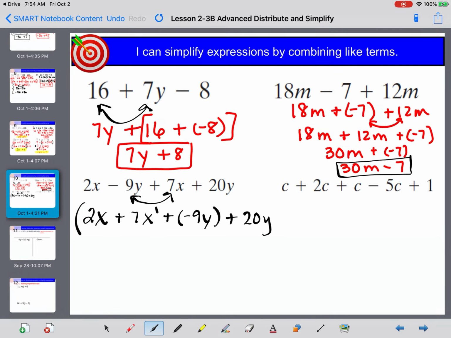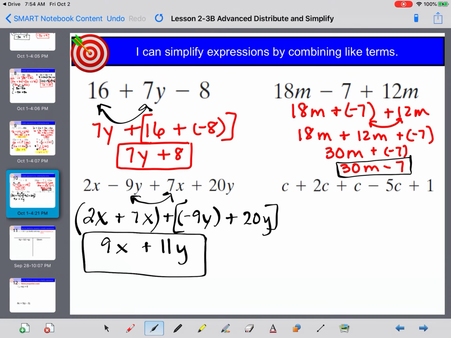Right, then that was the commutative property. The associative property allows me to group these. That's 9x. Now, negative 9y plus 20y, that's a positive 11y. Now, they are both variables, but they are not the same variable, and so that is as simple as I can get it. You could also have written this as 11y plus 9x. Know that that would also be correct.